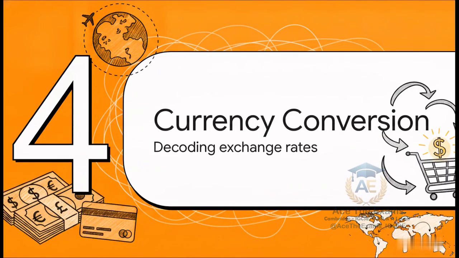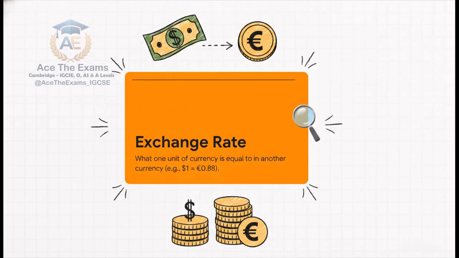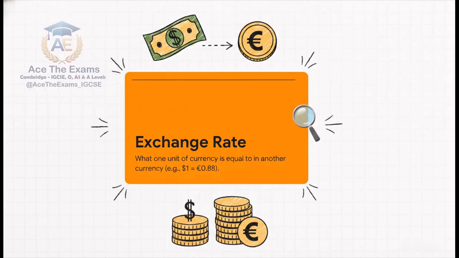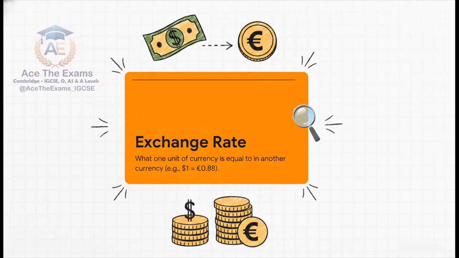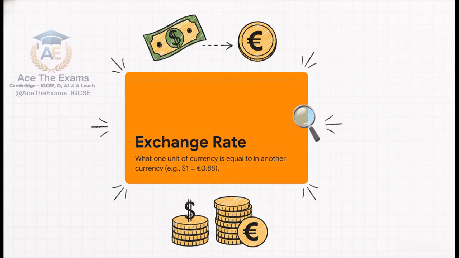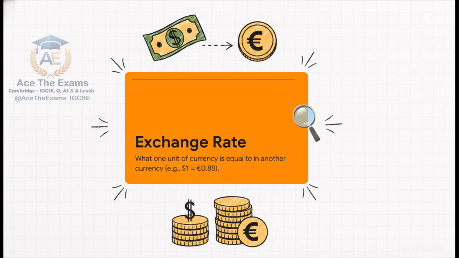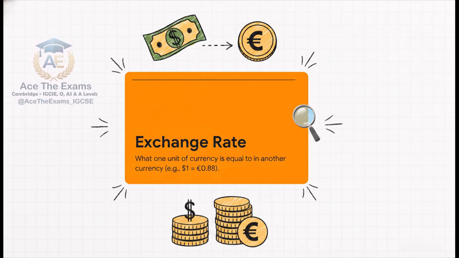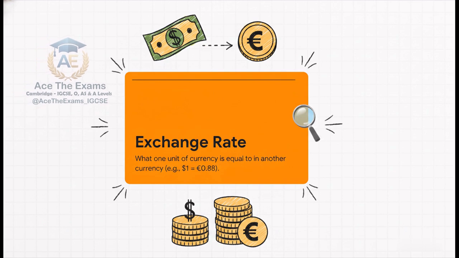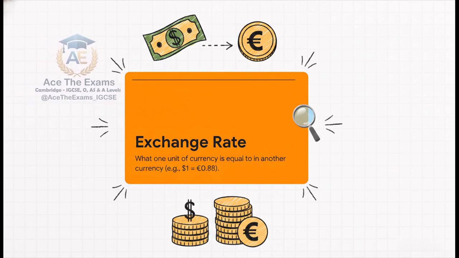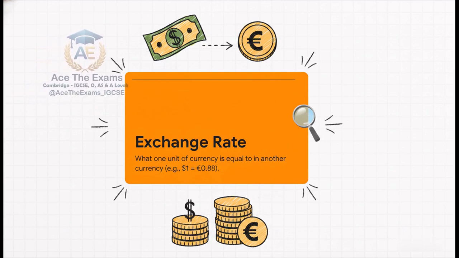Section 4. The currency conversion code. If you've ever traveled internationally, you know the headache of exchange rates. Let's decode that process right now. First, let's establish our foundation. What exactly is a currency exchange rate? As the text defines it, it's simply a number that tells you what one unit of a currency equals in another. For example, if the exchange rate is $1 equals 0.88 euros, it literally means every single US dollar in your pocket is worth 0.88 euros.